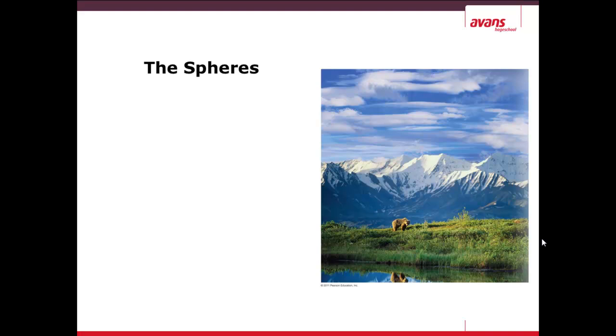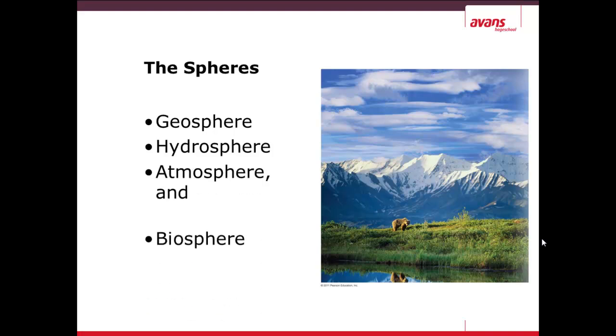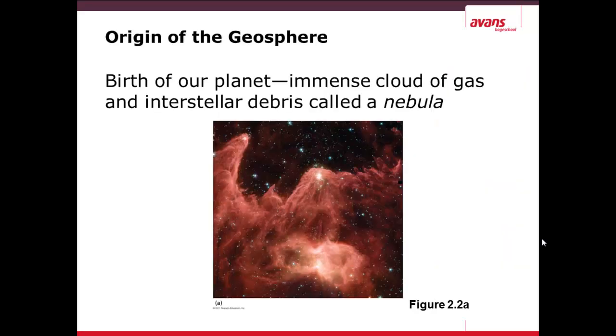In the first module, you were first introduced to the different spheres. They were the Geosphere, the Hydrosphere, the Atmosphere, and lastly the Biosphere. In this lecture, we will go into more details on these four spheres and where they came from. The origin of this Geosphere is basically the birth of our planet from an immense cloud of gas and interstellar debris called a nebula, shown here in the picture.